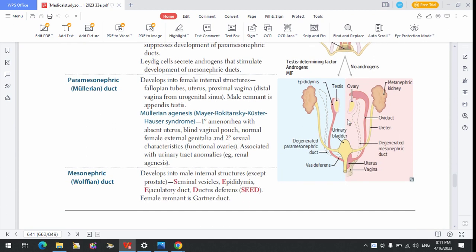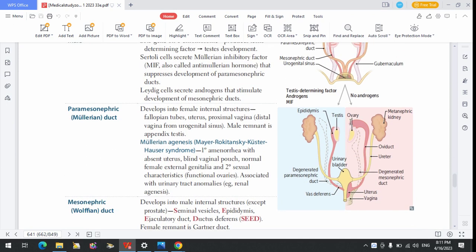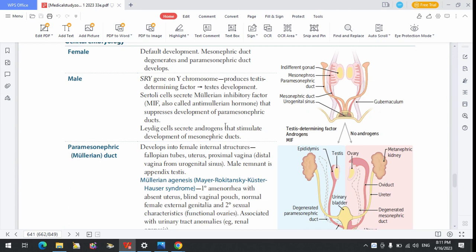So now, what's the clinical correlate of this? I think I mentioned that the mesonephric duct actually develops under the influence of androgens. So it's the androgens that are produced that allow the mesonephric duct to develop. The Sertoli cells release Mullerian inhibitory factor that causes the paramesonephric duct to degenerate. But what causes the mesonephric duct to persist is the Leydig cell secreting androgens. So I must not forget that.